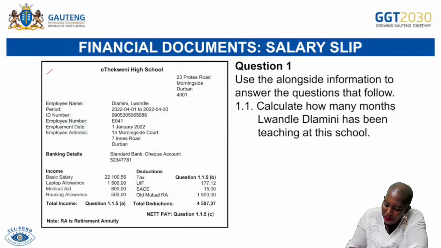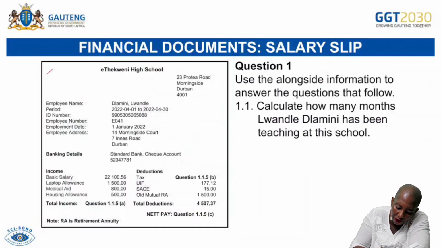Calculate how many months Luandle Dlamini has been teaching at this school. Now, if you have a look, when was he employed? He was employed on the 1st of January 2022. And then this salary is for which period? It's for April. So meaning Luandle has been working at that school for how many months now? It is 4 months.